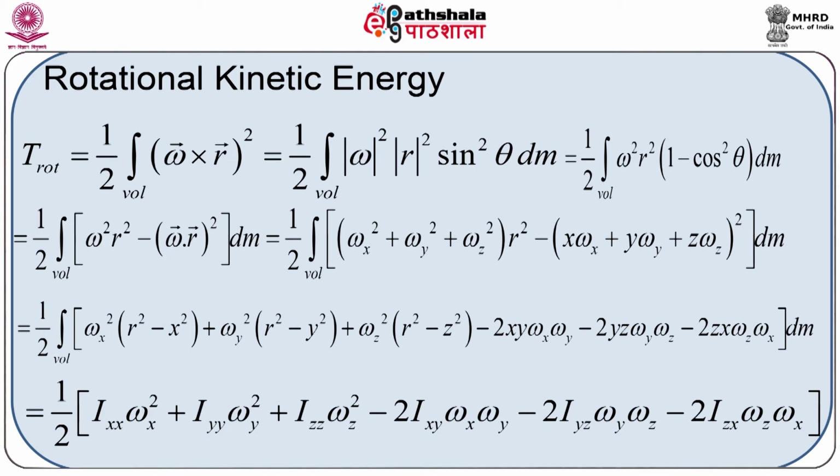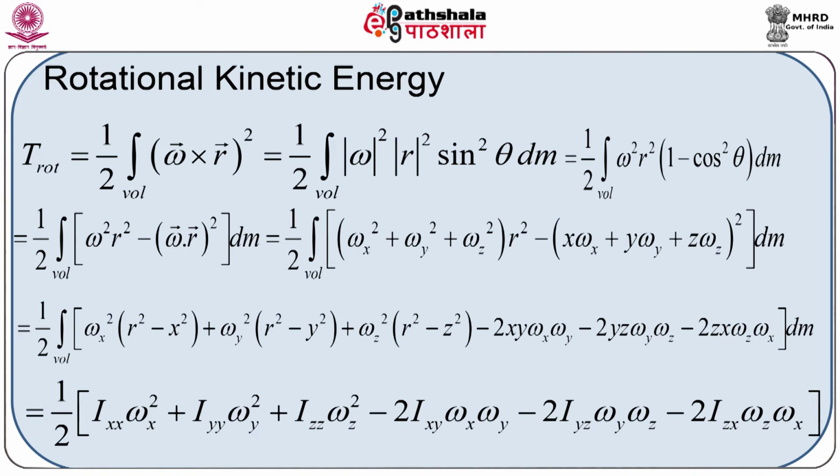Now, we calculate the rotational kinetic energy separately. T dot equal to half volume integral of omega cross r its square. It gives mod omega square into mod r square into sin square theta dm. Sin square theta can be written as 1 minus cos square theta. Square quantity is always positive. So, we get omega square into r square. Multiplying this, we get first term as omega square r square, and omega square r square into cos square theta gives omega vector dot r vector its square.